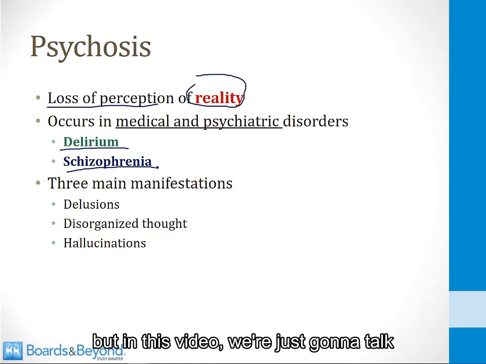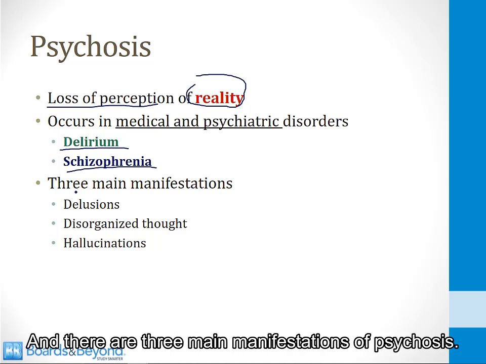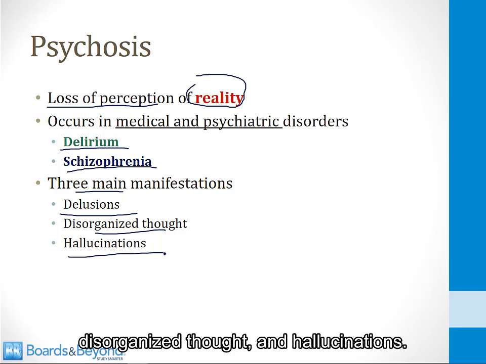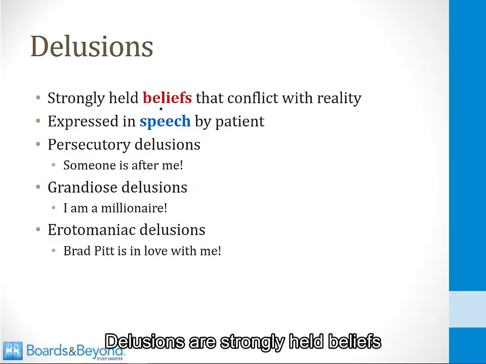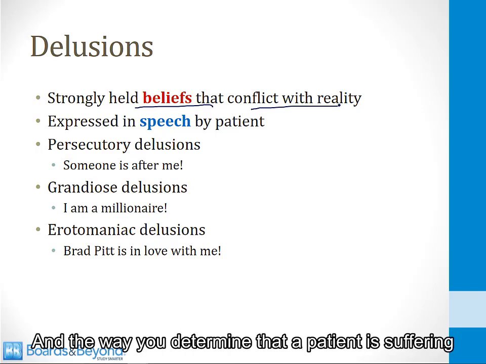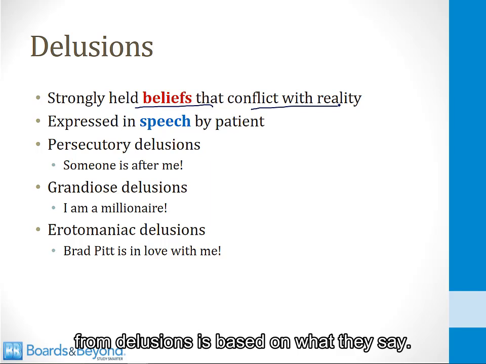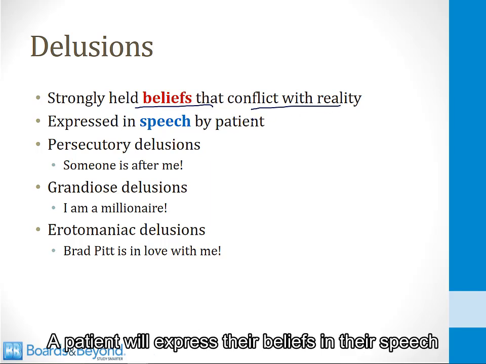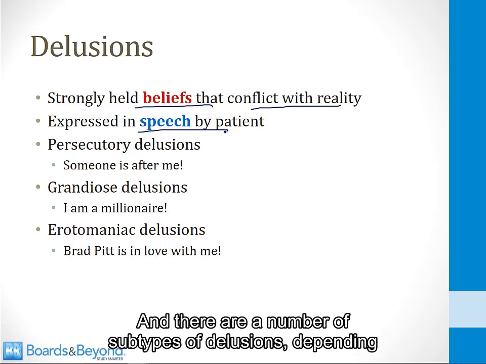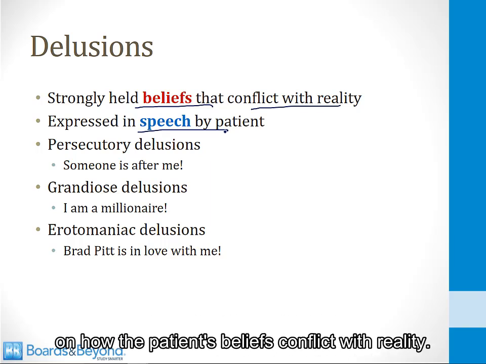But in this video, we're just going to talk about psychosis in general, and there are three main manifestations of psychosis. Those three manifestations are delusion, disorganized thought, and hallucinations. Delusions are strongly held beliefs that conflict with reality, and the way you determine that a patient is suffering from delusions is based on what they say. A patient will express their beliefs in their speech, and if that speech conflicts with reality, then that patient is having delusions. And there are a number of subtypes of delusions depending on how the patient's beliefs conflict with reality.